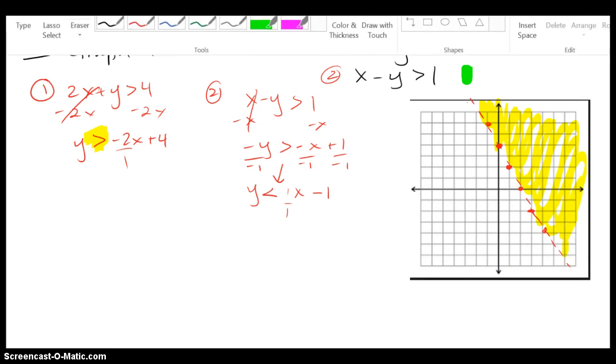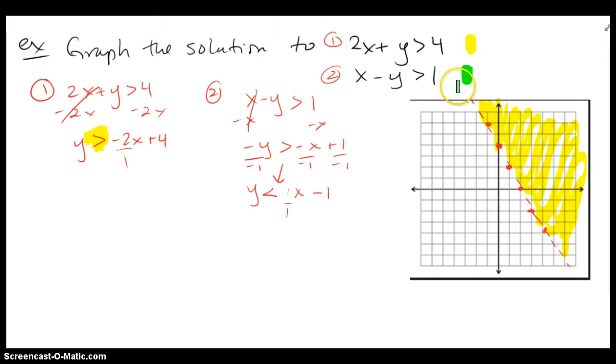Same thing, let's go look at the second line in green. We have the y isolated. I'm going to go graph it first. Y-intercept negative 1, slope of 1 over 1, 1 over 1, 1 over 1, and again it's a dotted line because there's no equal sign. So there's my dotted line for the second line. And I'm going to go do the shading in green.